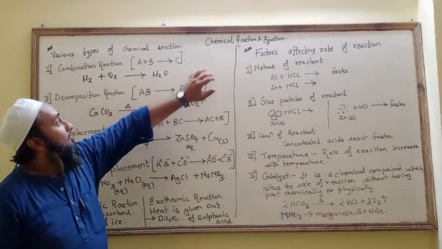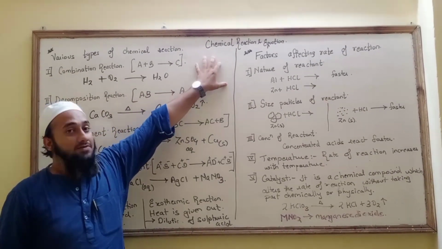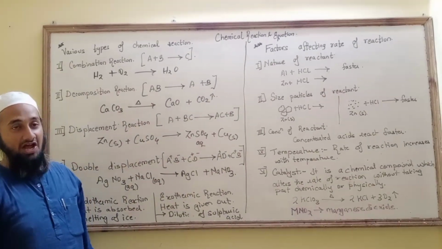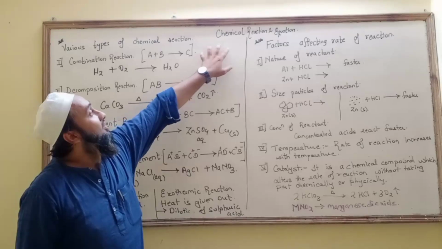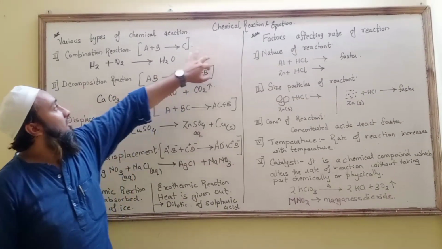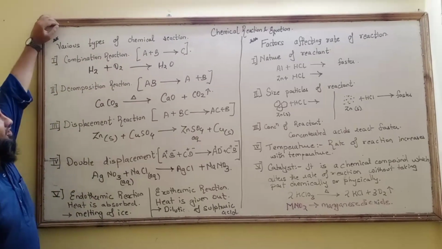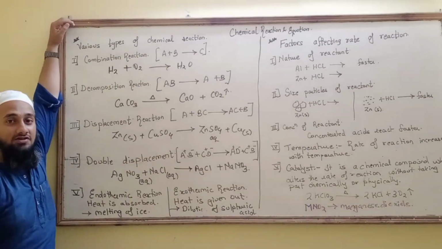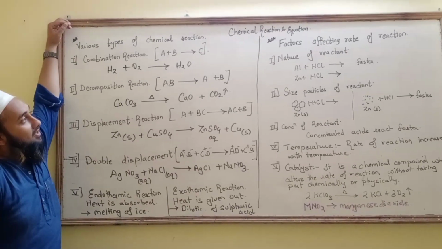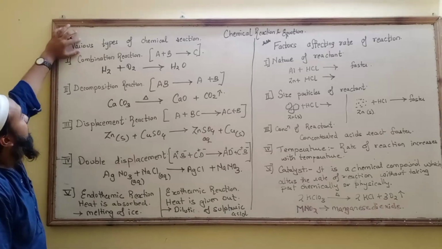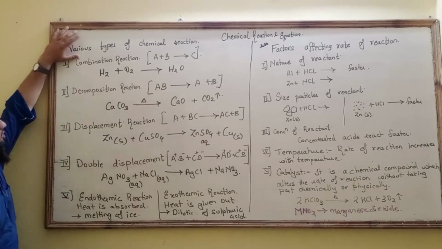In the previous lecture, we were studying chemical reactions and equations. We studied what a chemical reaction is, what a chemical equation is, what a chemical change was, and what a physical change was. Any chemical change is denoted by a reaction, which is known as a chemical reaction. Then we studied the steps in writing a chemical reaction and how to balance it. Today there is a new topic: various types of chemical reaction.